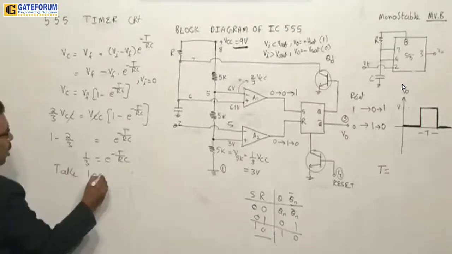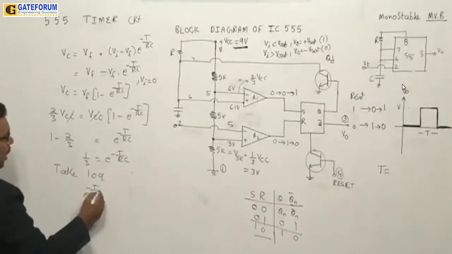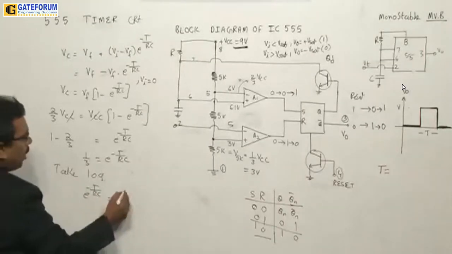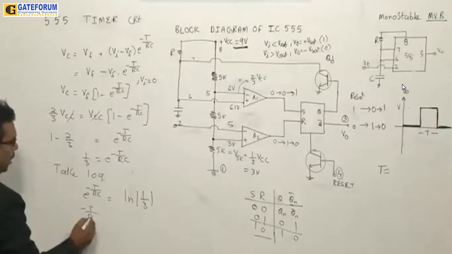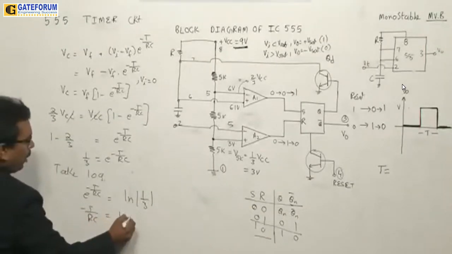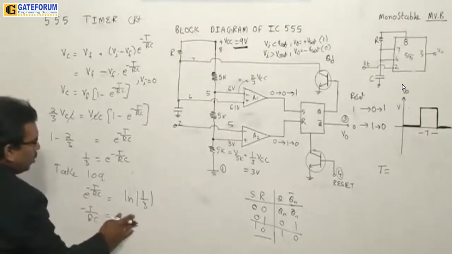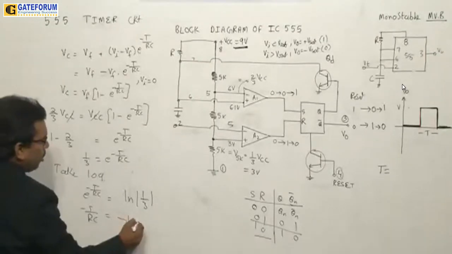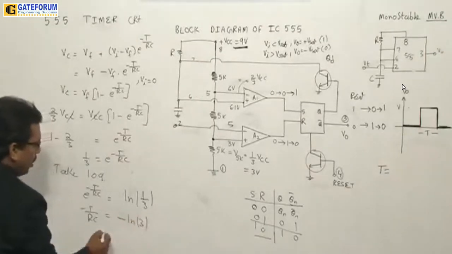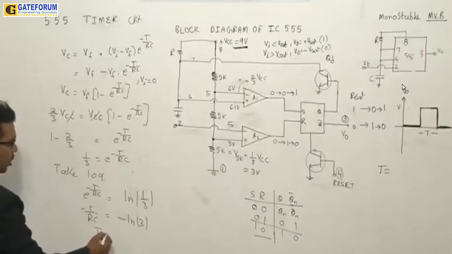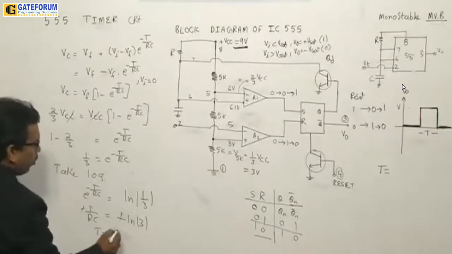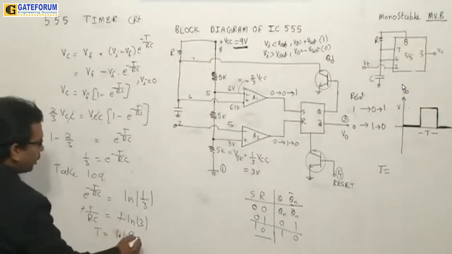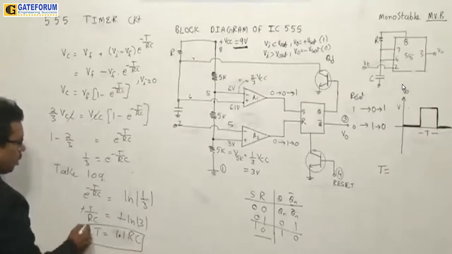Okay, take log. Then I am going to get e power minus t by RC is equal to log 1 by 3. Now I am going to get minus t by RC is equal to log 1 by 3, which is nothing but minus ln 3, because log 1 is 0 here. So cancel these two functions. So t is equal to, now cancel minus here, t is equal to log 3, and the value you are supposed to get somewhere is 1.1 RC.